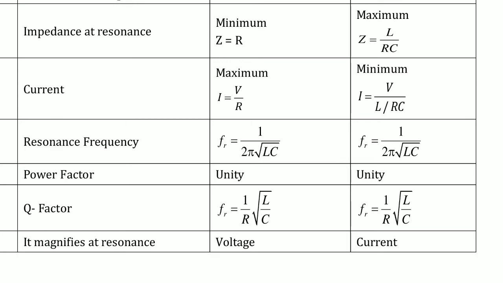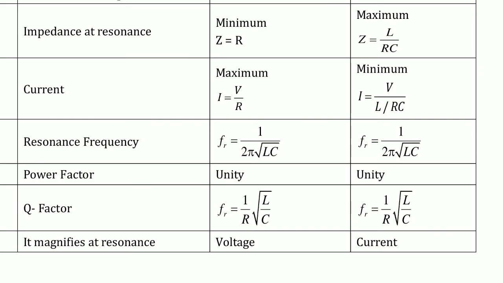Here it is not FR, it is Q. Q is equal to 1 by R under root of L by C. You should write Q. So how many times does it magnify?